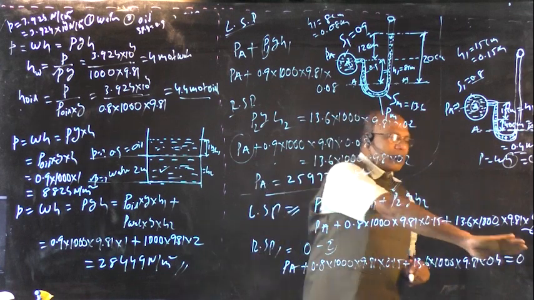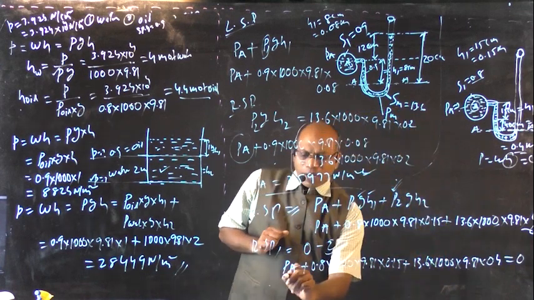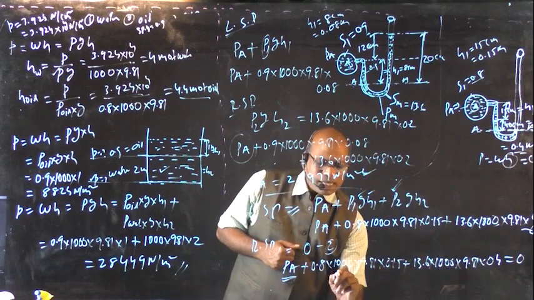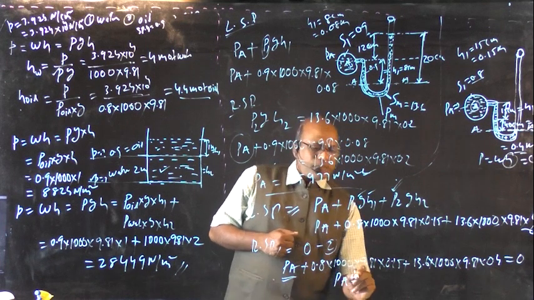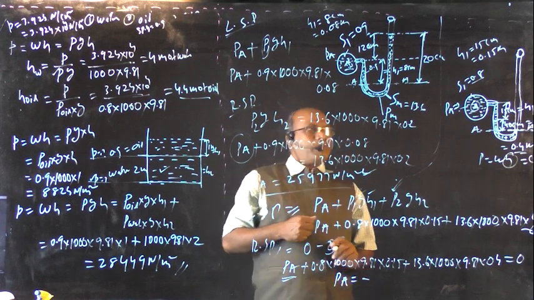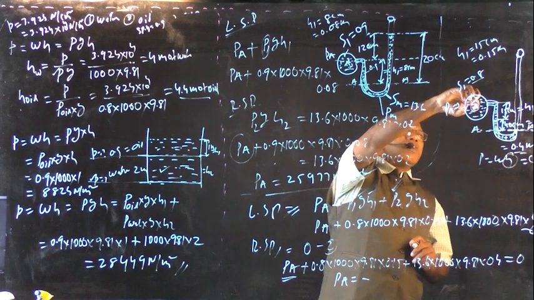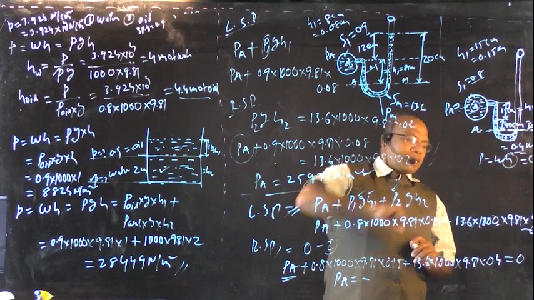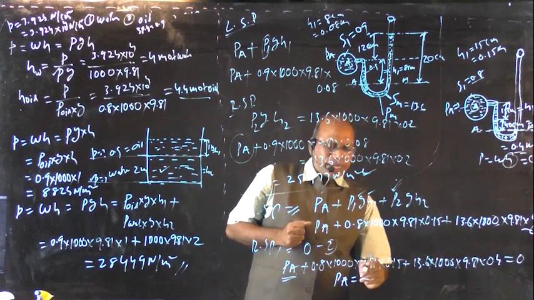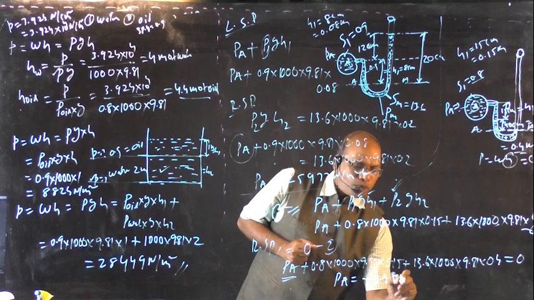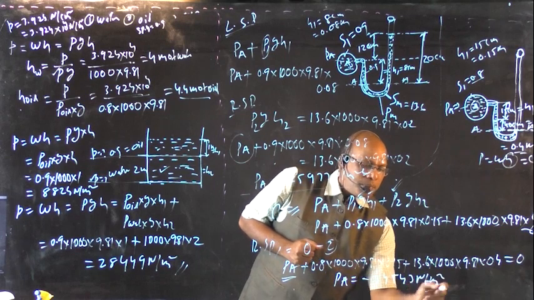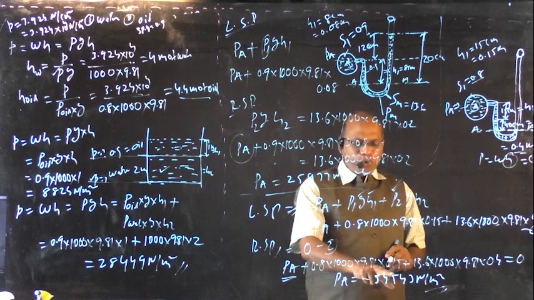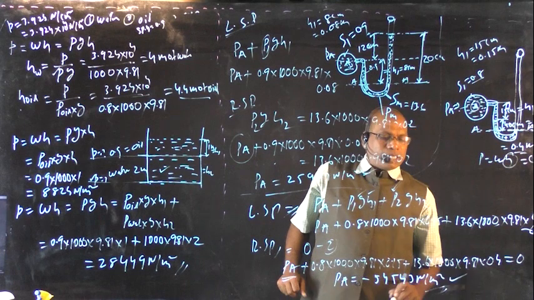Left side pressures must be equal to right side pressures. Only unknown is PA. All are known to us. Therefore, the pressure at point A should have a negative value, because the pressure in the pipe is a vacuum, that is given in the problem. Therefore, the pressure at pipe A, PA, is equal to minus 54543 Newton per meter square. This is the vacuum pressure in the pipe A.